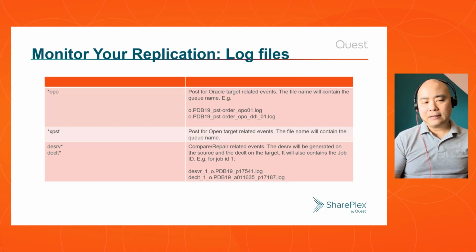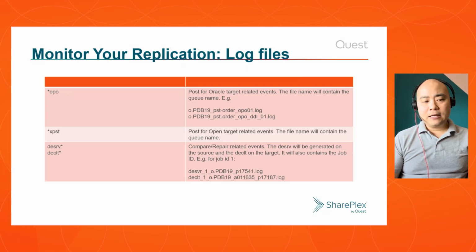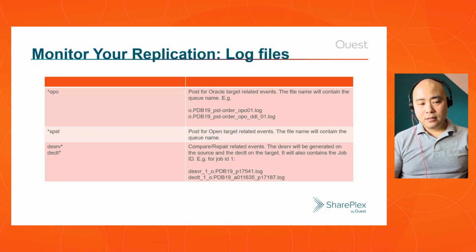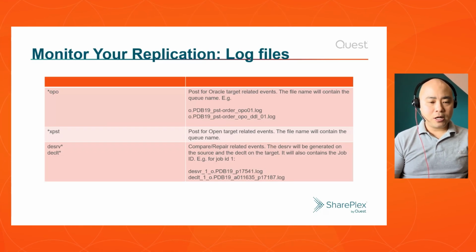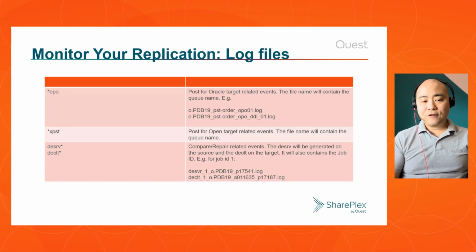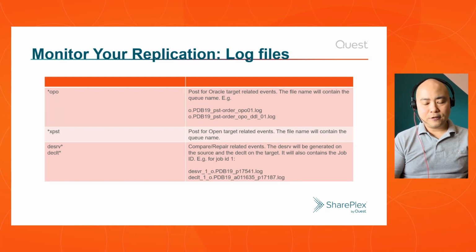The other type of logs you could find are the compare repair related event logs. On the source side will be DESRV logs, and on the target will be DECLT logs. Each time you start a compare repair job, it will have a job ID, and it will generate a specific log for that specific job.